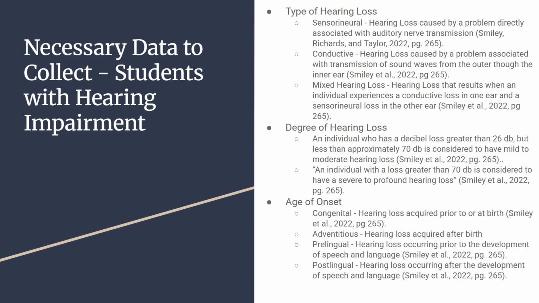In an IEP meeting, before recommending assistive technology for a student with hearing loss, I would ensure we've gathered thorough data in three areas: the type of hearing loss, whether it's sensory neural, conductive, or mixed, because this affects what kind of auditory input the student is able to access. The degree of hearing loss. Students with mild to moderate hearing loss may need very different supports than students with severe to profound loss. And the age of onset. Knowing whether the hearing loss is congenital, adventitious, prelingual, or postlingual helps us determine how it's affected their speech, language development, and learning. As the educator at the table, it is my responsibility to make sure this data drives our decision making.